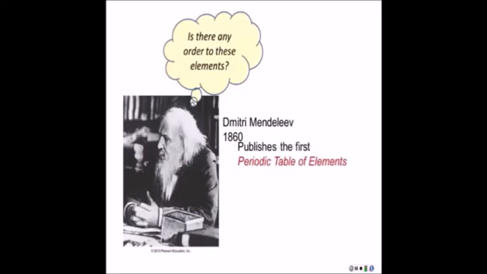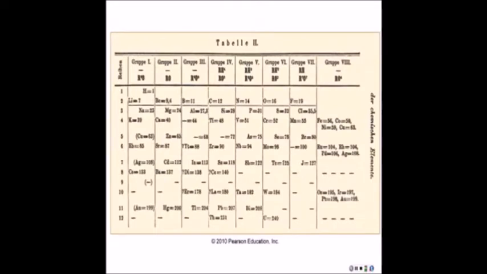So he published the first periodic table around 1860. This is what his periodic table looks like. Looks a little bit different than the one we have today. You notice there are a lot of blank lines in here. One thing about Mendeleev's table that was important is that he left spaces where he figured elements belonged, but at the time they hadn't been discovered.